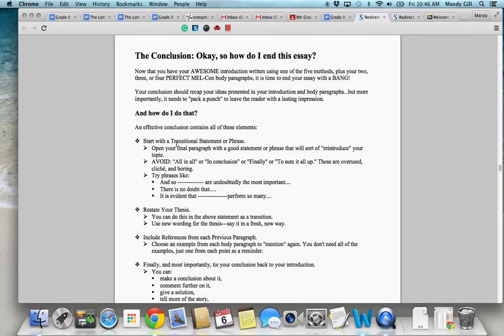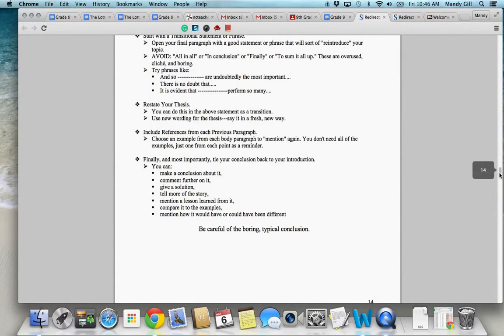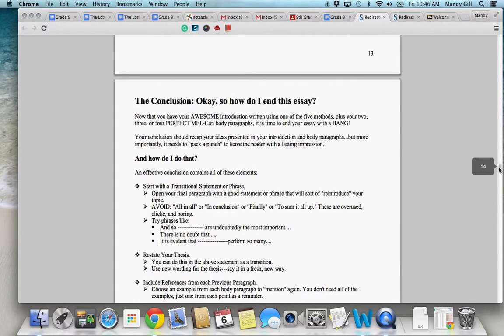Right here it talks about starting with a transitional statement or phrase, which we use those all the time, but we don't want to use in conclusion or finally because those are overused. Here are some good phrases that you could try out right here. Restate your thesis and your 3 main points. Right here it talks about referencing those previous paragraphs, so these two ideas go together. Finally, and most importantly, tie your conclusion back to your introduction, which we just talked about. Here are some other ways to do that. And that's pretty much it. So, like it says, be careful of the boring, typical conclusion. Make it unique, just like the rest of your paper is that you worked so hard on.